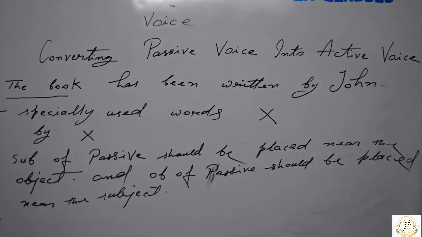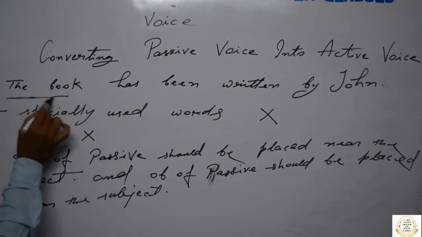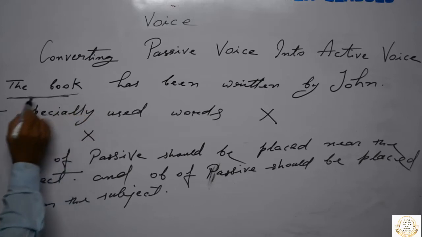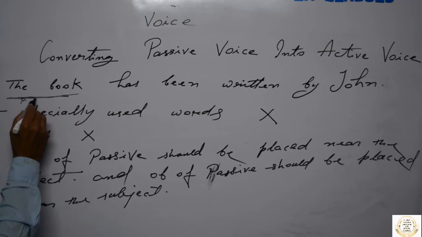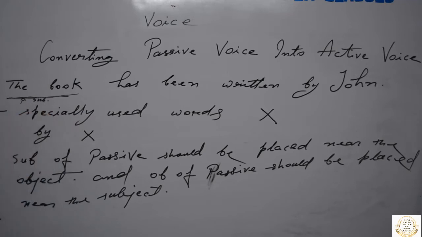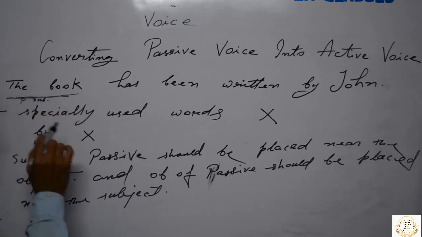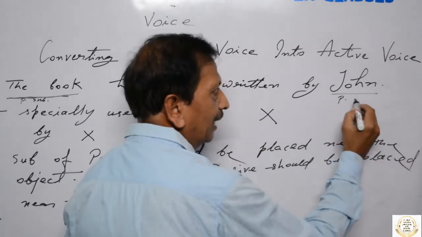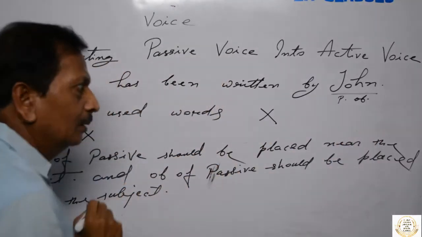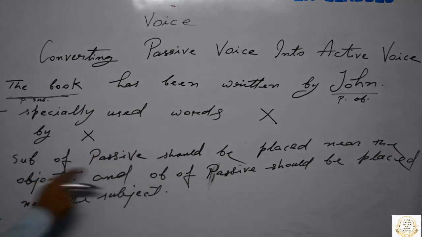So let us take some examples. Actually this is passive voice and this is the subject, but this is the passive subject. Actually it is the object, but it is the passive subject here. And this is the passive object, but it is the subject for active voice. That you have to change.